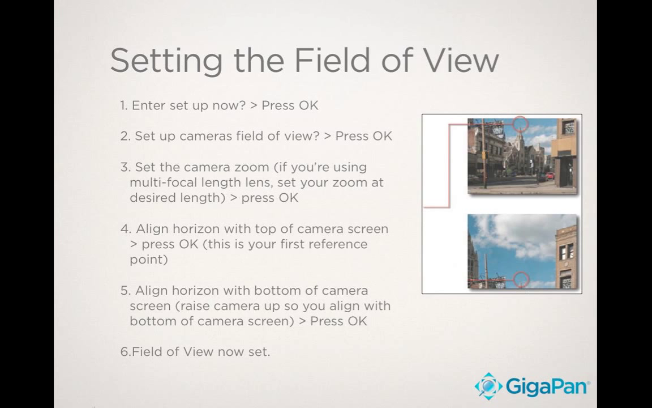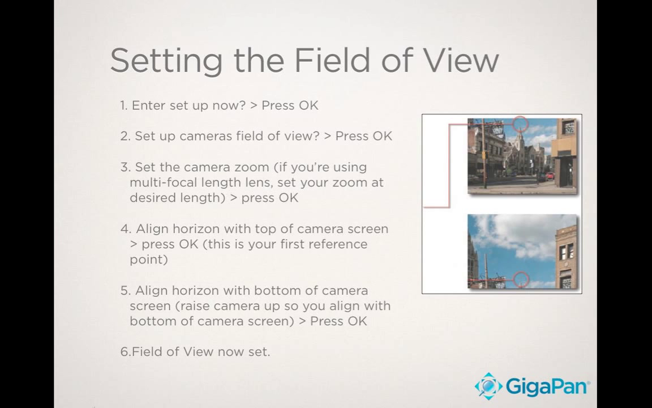So you'll raise your camera up so that that same reference point lines up with the bottom of live view or your viewfinder, and then you press OK again, and that tells you now your field of view and it's set, and then you press OK, and again you're ready to move on to actually now taking one. The more you do these, the more you'll just remember what your field of view is.